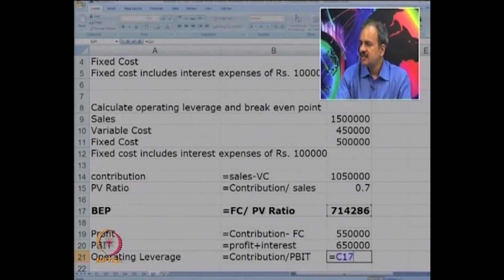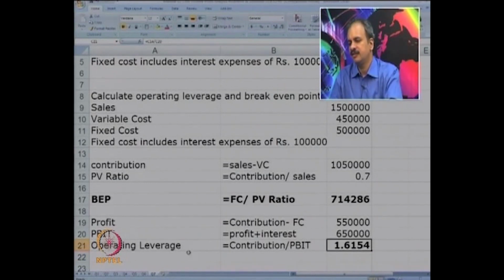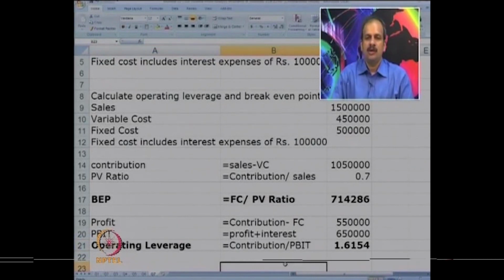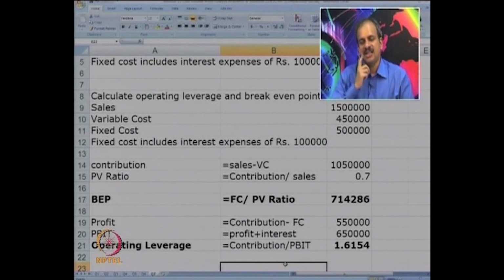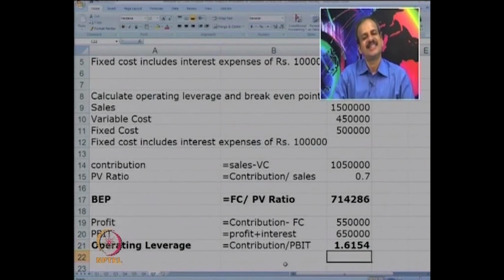So it is 1050 upon 650. It's 1.6153. Is it clear? So with the changes in sales, the estimated change in PBIT is going to be in the level of 1.61. Okay. So now let us try.